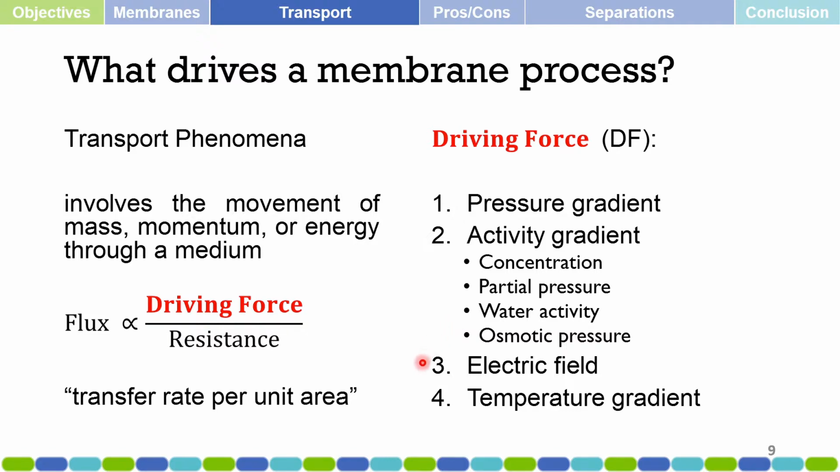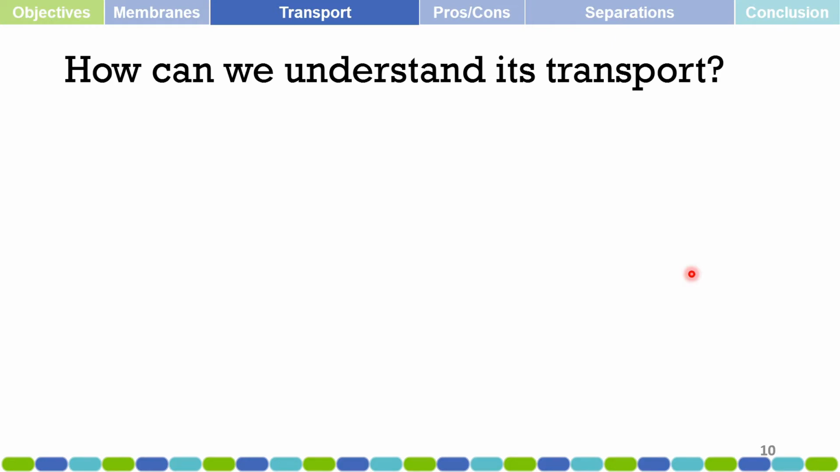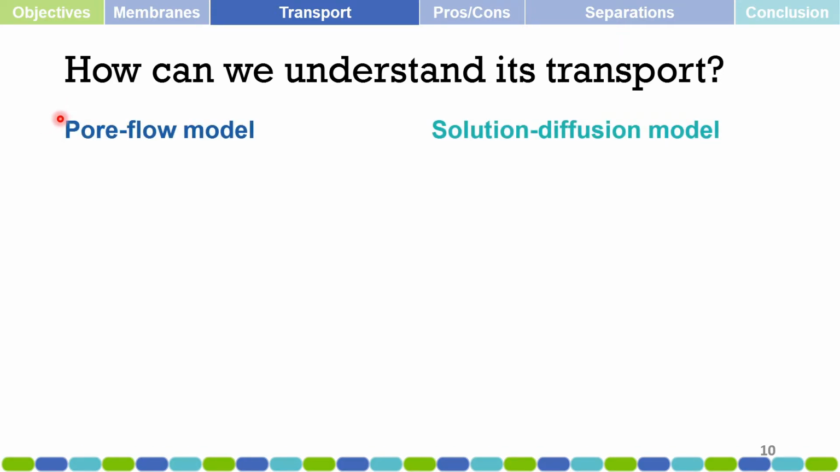And then we can also have the application of electrical field. And fourth, we can have temperature gradient. But most of the time, the driving forces for membrane processes are pressure and activity gradient. So how can we understand the transport through the membrane? We can understand them through some transport models. The simplest ones will be the pore-flow model and the solution diffusion model.